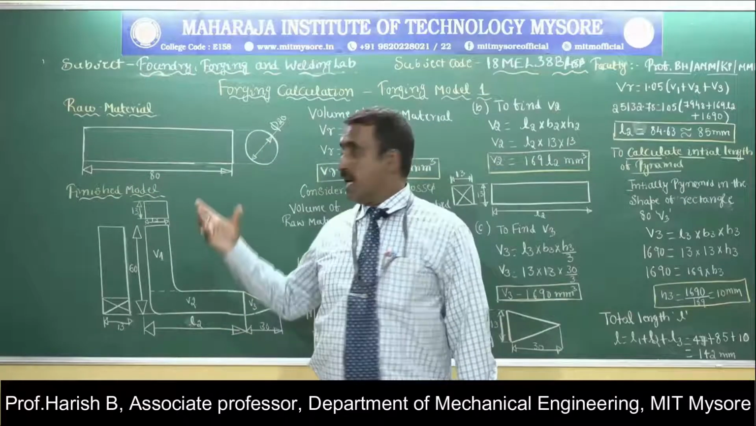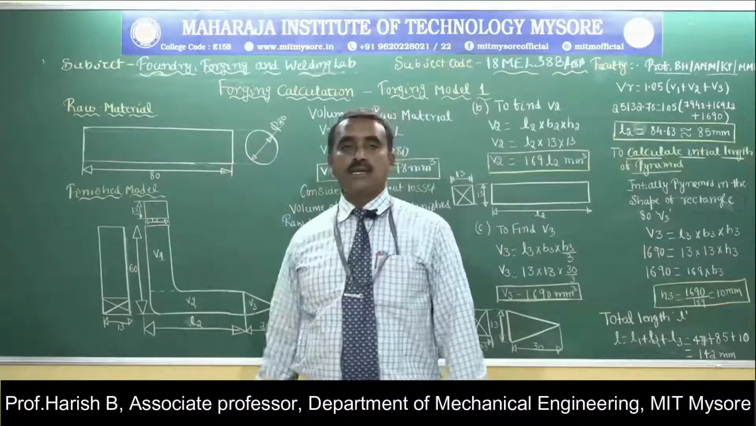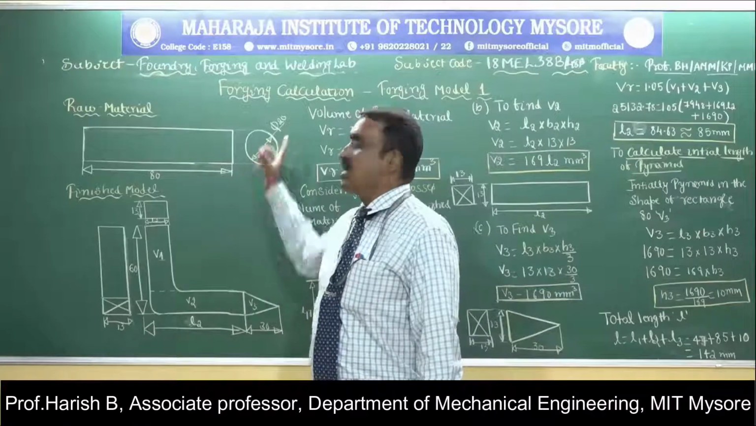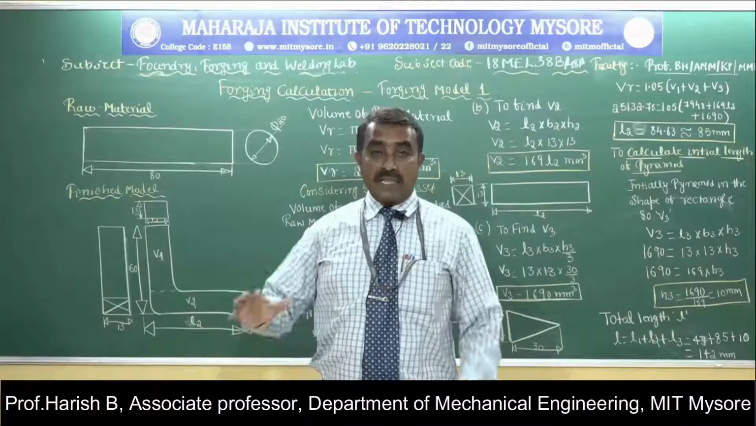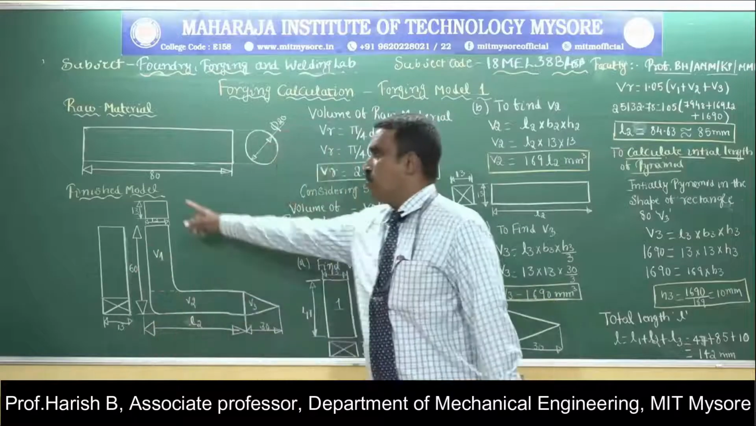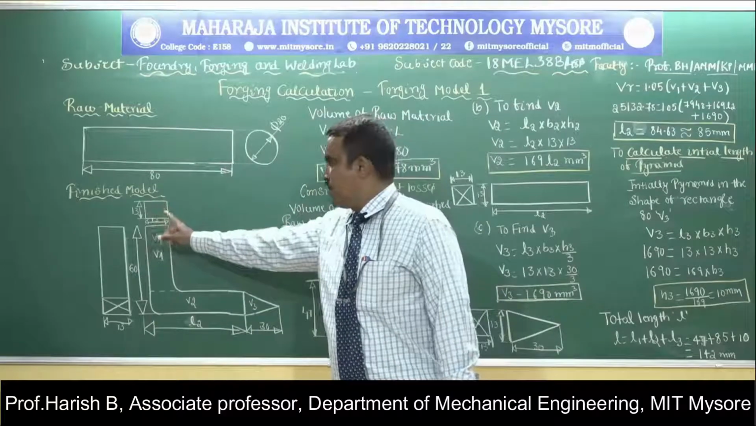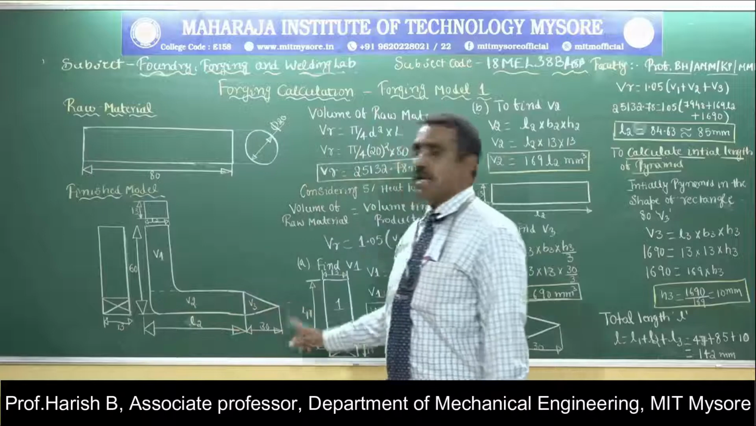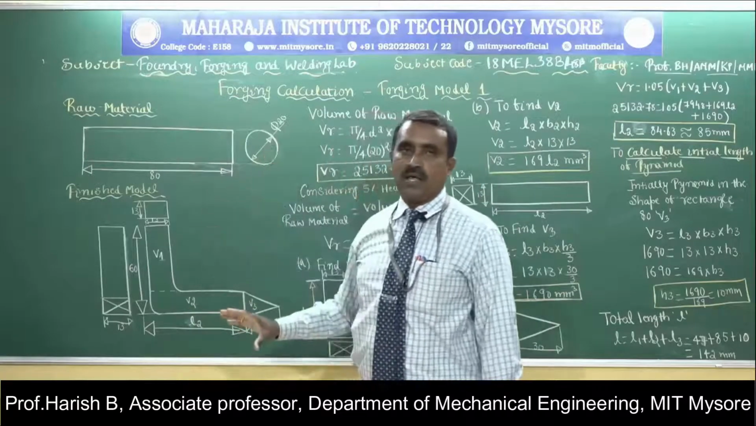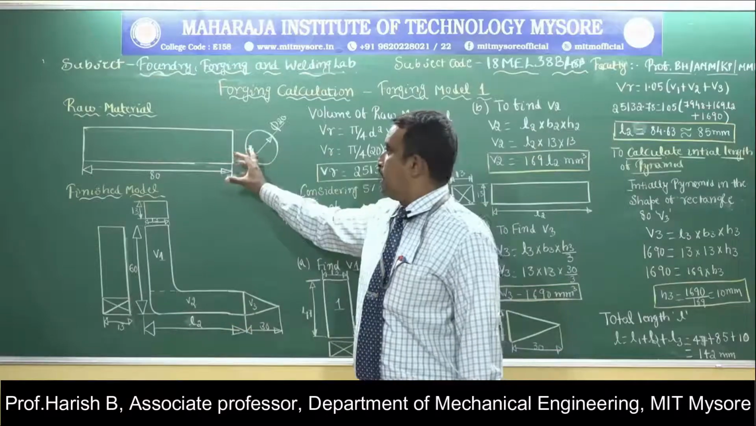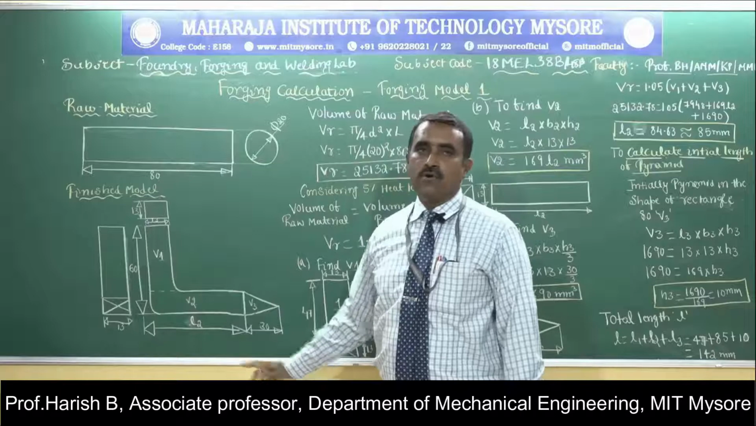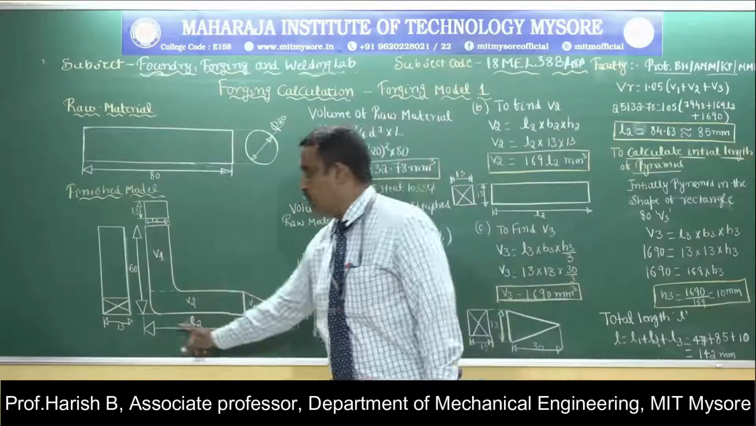A circular rod of 80 mm length and 20 mm diameter will be given. That has to be changed to the given figure. This is what we call the finished model, and this is how you should get it. Now I want to change this circular rod of 20 mm diameter and 80 mm length into the required shape. Here you can observe the finished model.